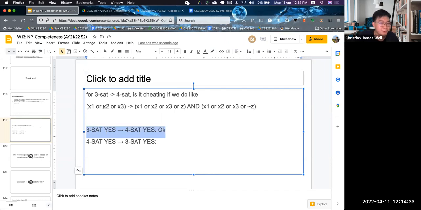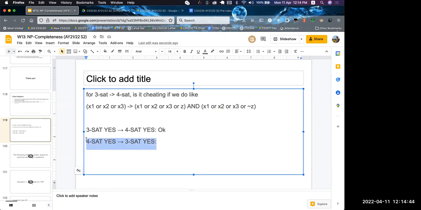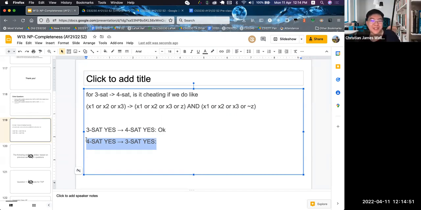It's the same argument as before, right? If one of these is true, then we can satisfy these things. But what about the other direction? Because it's like a truth table. Yeah, I guess in a sense it's the truth table.